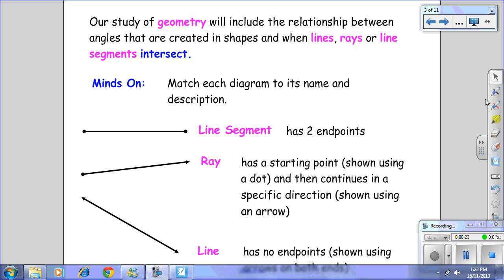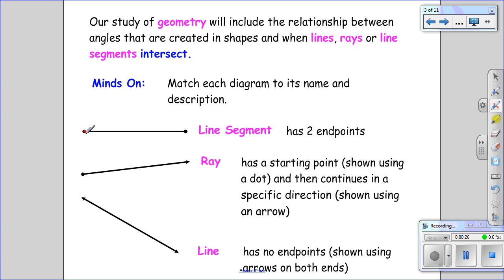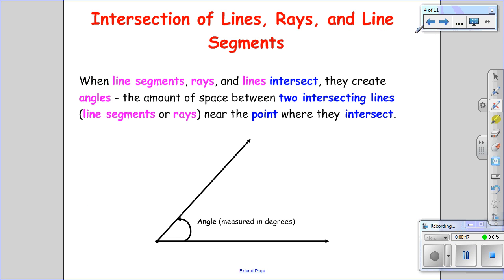Hopefully you realized a line segment is a line that has two dots on either end to indicate stopping points or end points. And a ray has a starting point indicated by a dot and an arrow to indicate the pattern continues. And a line, patterns continue on lines in both directions. There are no end points. When lines, rays, and line segments intersect, they create what's called an angle. That's the space between them, and it's measured in degrees.